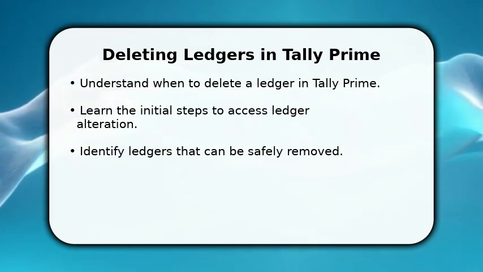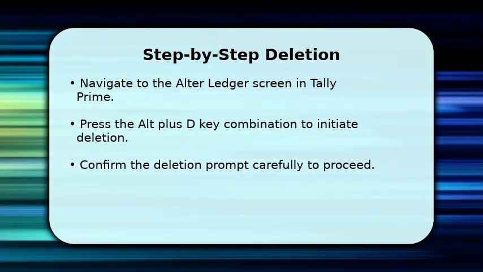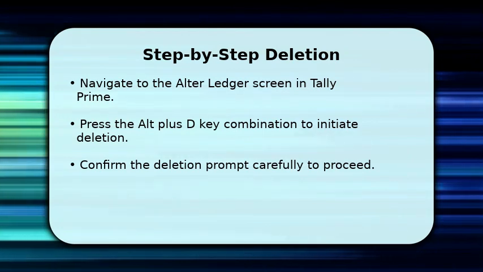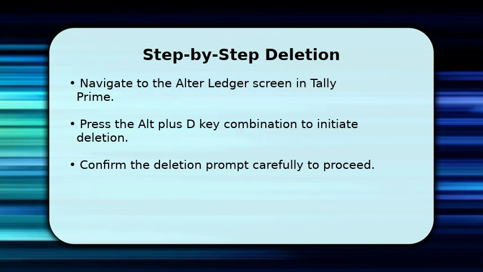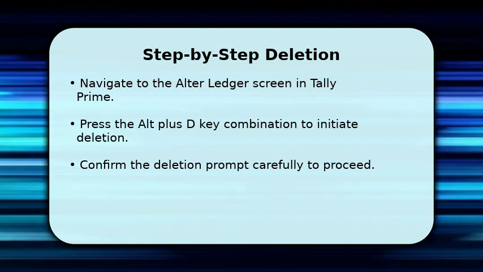Remember, only ledgers without any transactions can be directly deleted. Once you are on the Ledger Alteration screen and have selected the ledger, press the Alt plus D key combination. Tally Prime will then ask for confirmation. It's crucial to read this prompt carefully to ensure you are deleting the correct ledger. Confirming will permanently remove the ledger from your books. This action cannot be undone, so double-check your selection before proceeding.